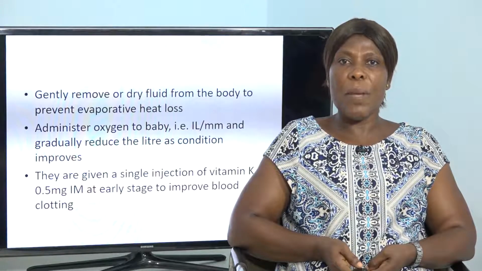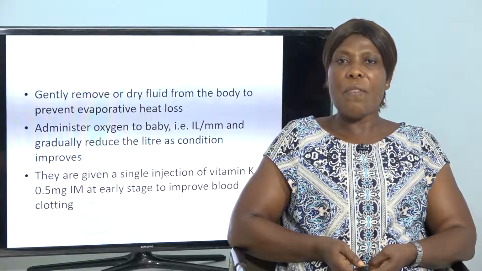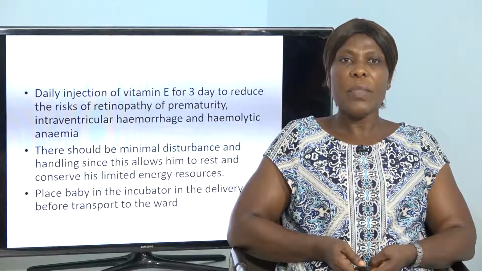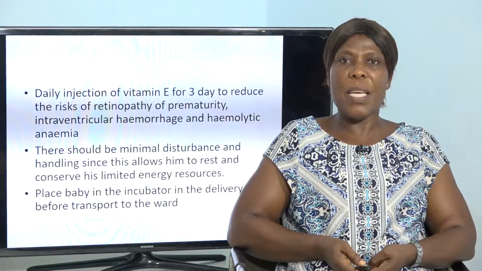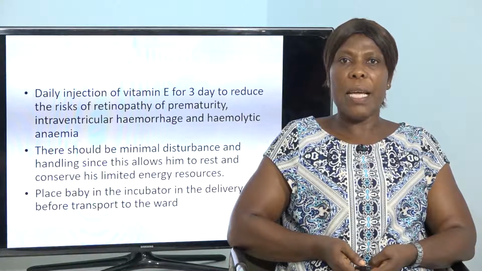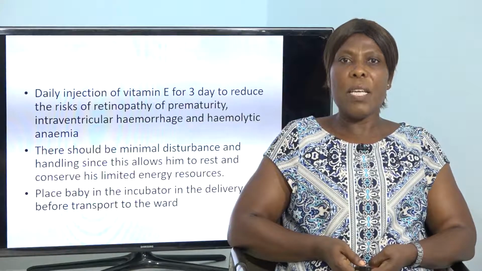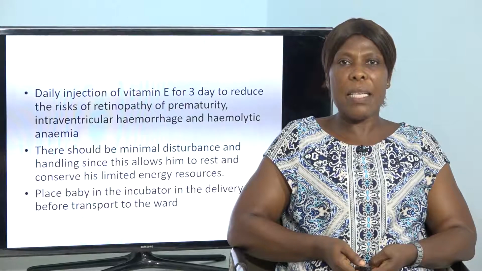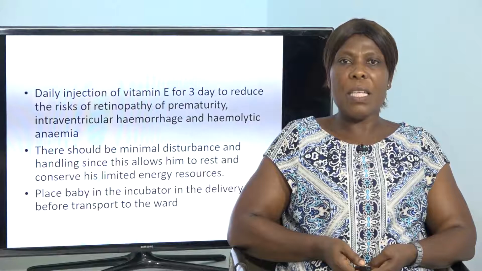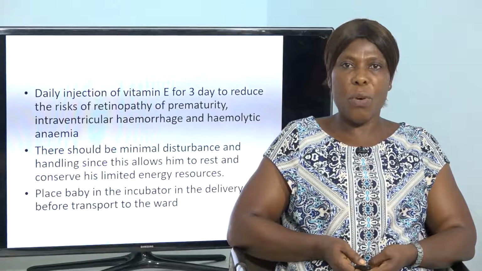Administering oxygen to the baby as prescribed, and then you give your vitamin K to improve blood clotting. Daily injection of vitamin E is also necessary to improve on the eye of the baby. They need to what? Minimize disturbance and handling of the baby. We have to place the baby in the incubator before we transport the baby to the ward.